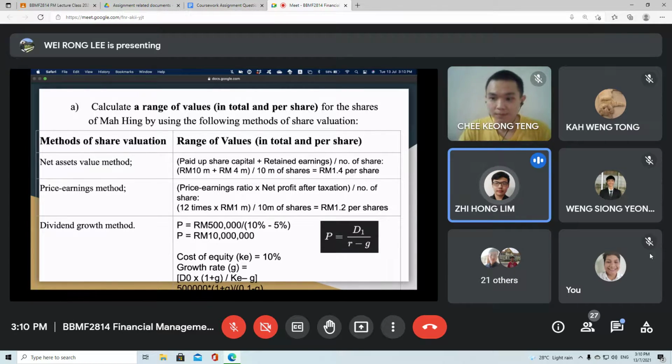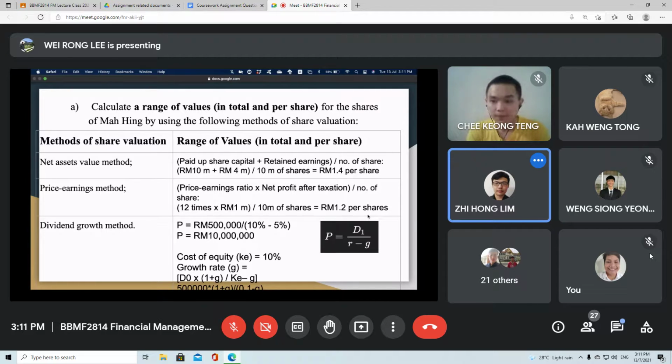Now is the price earning, is it? Yeah, correct. For the price earning method, we use the price earning ratio given in the question, multiply with the net profit after tax, and the total is divided by the number of shares. So the answer is 12 times RM1 million divided by 10 million shares, which is RM1.2 per share.